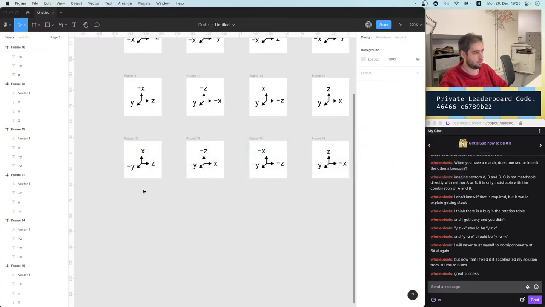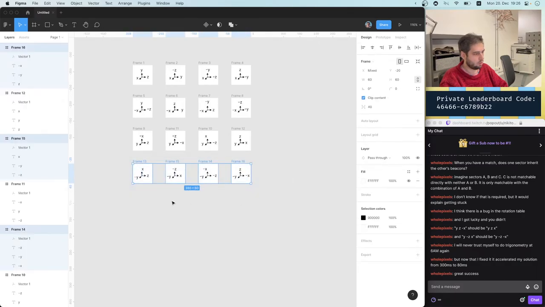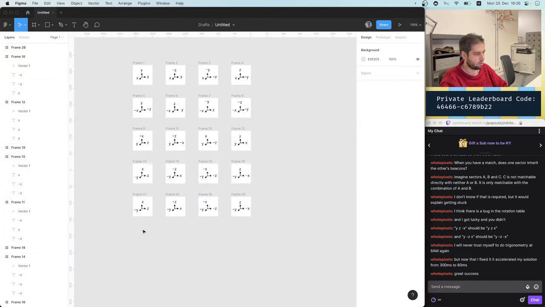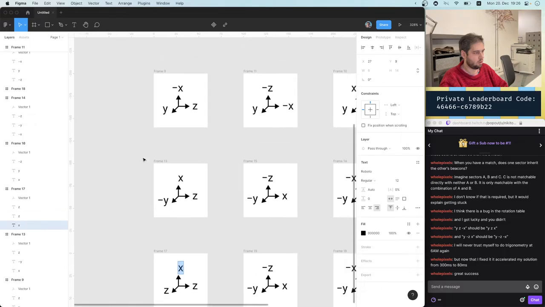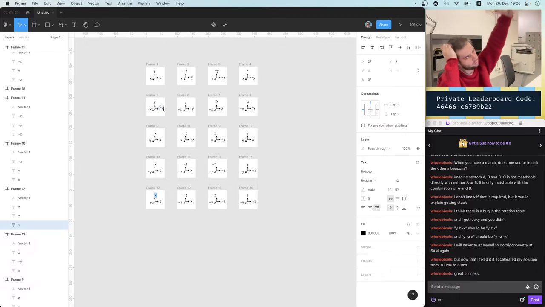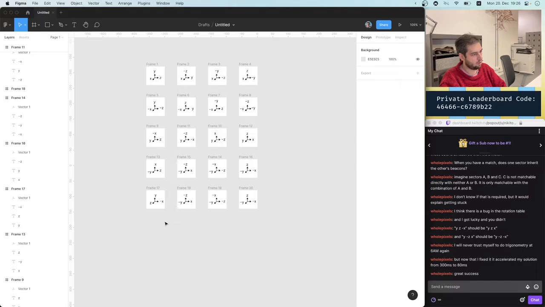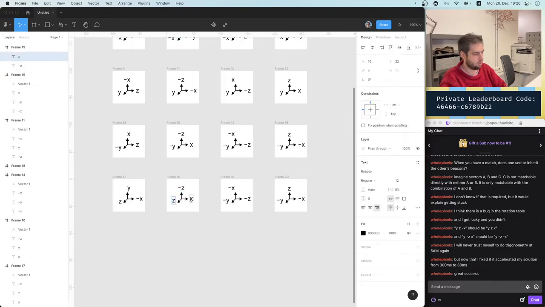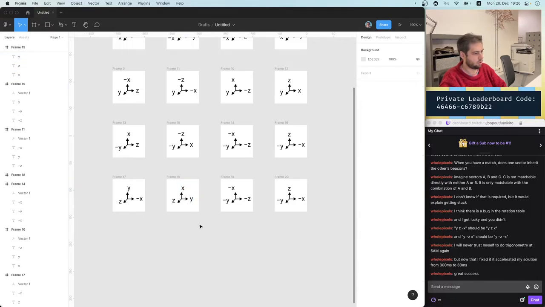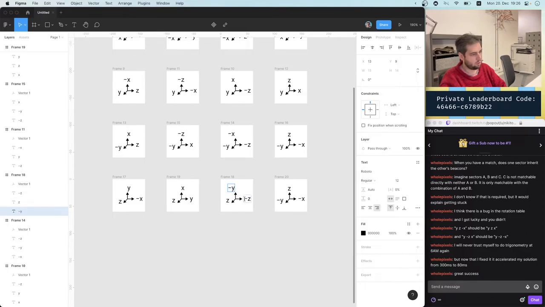Eight more. Okay, now z is instead of x, right? Let's do this. Now z is here. If z is here, how do we get z? So we rotate over y, for example, so we get minus x here, right? Yes. So this is z, this is y, this is x. This is z, this is minus y, this is normal x. And finally this is z, this is minus y, and this is minus x. Okay.